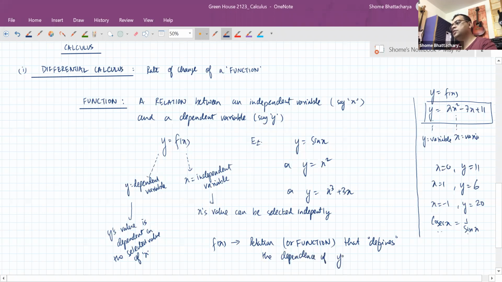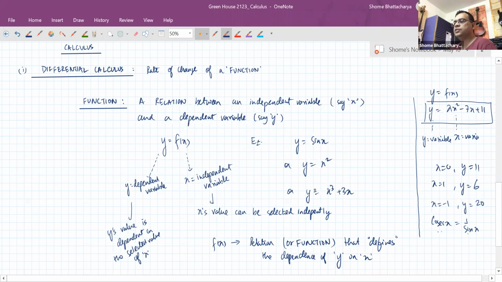Sir, yes. Sir, x value can be selected independently, then y's value will change. So y is dependent. Sir, here in the equation y equals x cube plus 3x, we can also take the value of y independently, and then find the value of x. See, as far as a maths equation is concerned, you can do that. There's no problem with that.